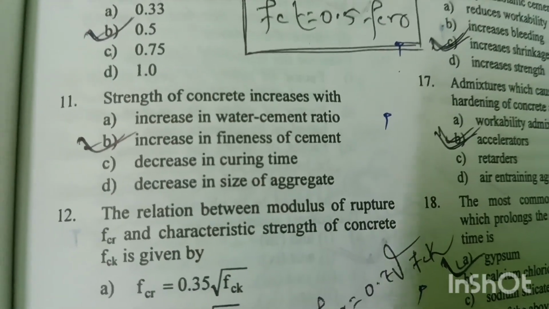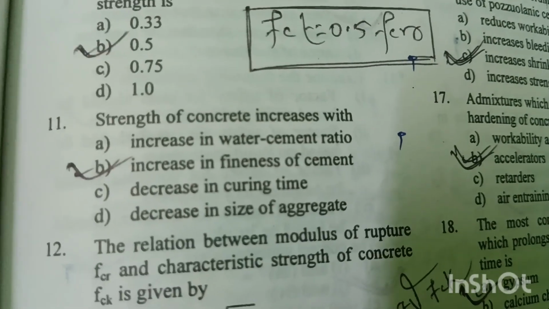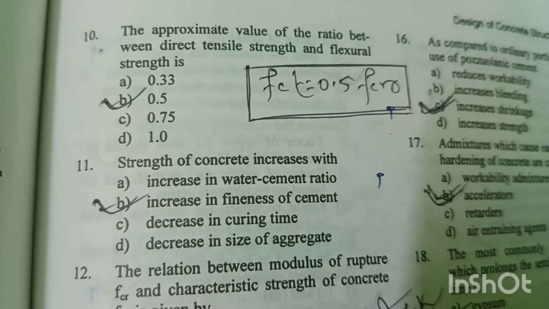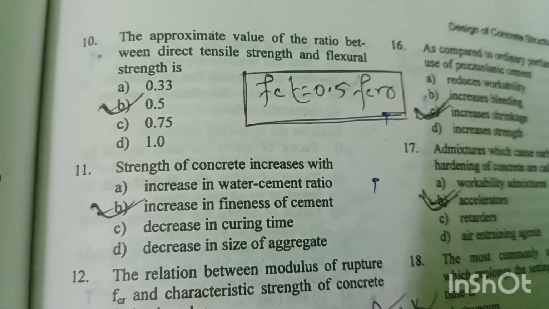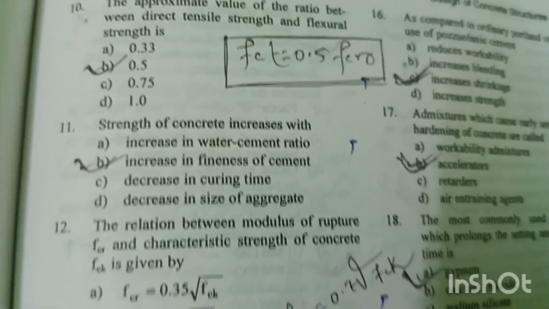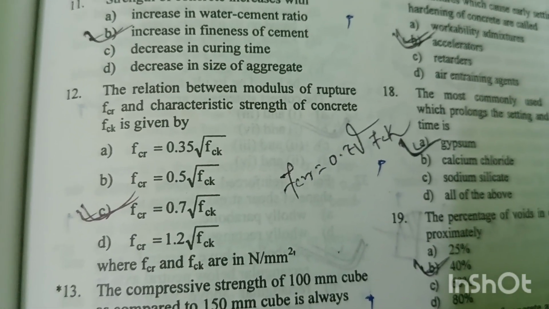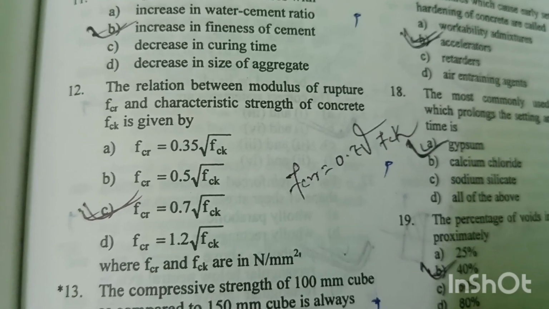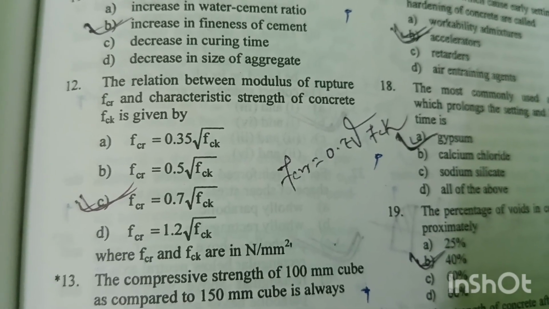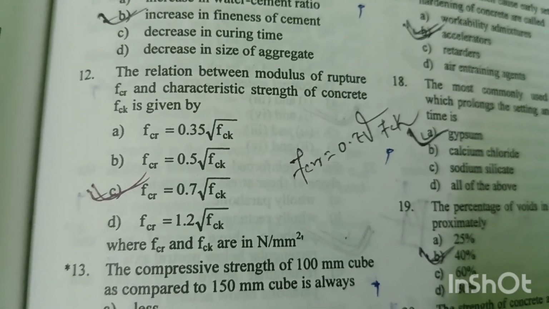Strength of concrete increases with the increase in fineness of cement, because if the fineness of cement increases, the reaction between the cement and water will take place more rapidly, increasing the strength of concrete. Option B is right answer. Question number 12. The relation between the modulus of rupture FCR and characteristic strength of concrete FCK is given by. Option C is right answer. FCR equal to 0.7 into root over FCK, where FCR and FCK are in Newton per millimeter square.